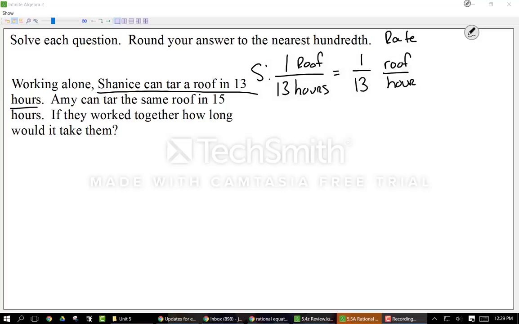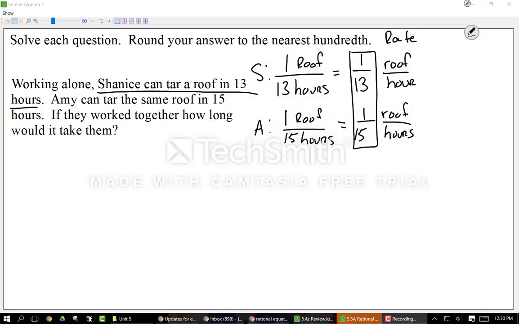Now the second person is Amy. And what does she do? Well, she tars the same roof in 15 hours. So she's a little slower. Well, that's okay. If I go back to the rate, it's one roof over 15 hours, right? So she tars 1/15 of the roof every hour. So that's what we're going to be using. We're going to be using these specific values.